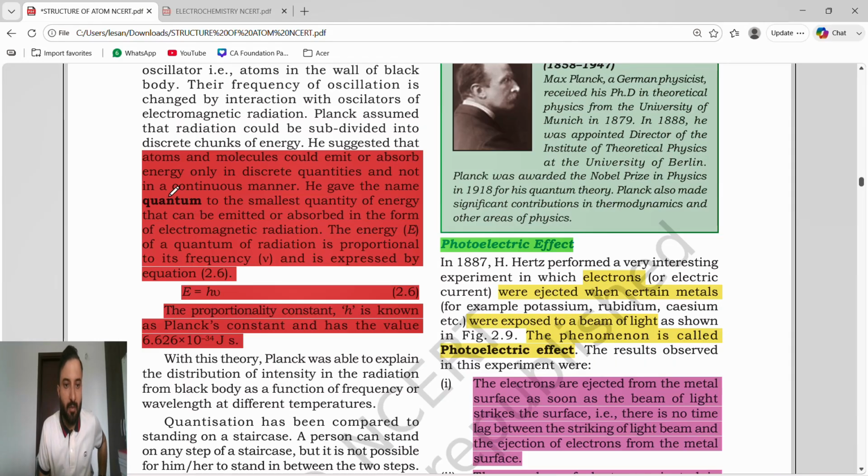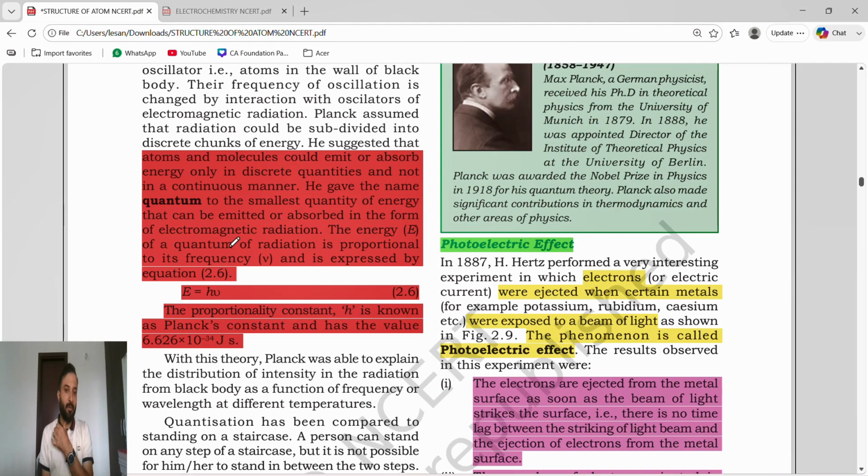The scientists gave the name quantum to what? To the smallest quantity of energy that can be emitted or absorbed in the form of electromagnetic radiation. Guys, everything will happen in the form of electromagnetic radiation, correct? Because an electric field and magnetic field have to be there, and whatever they are emitting is called radiation. So the form of electromagnetic radiation is compulsory, correct?